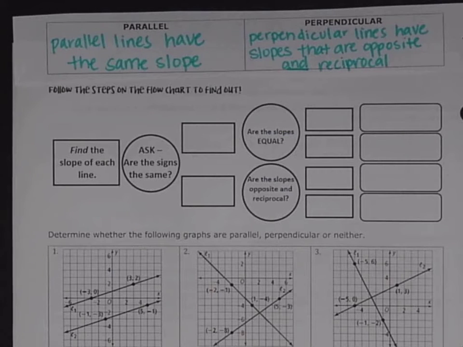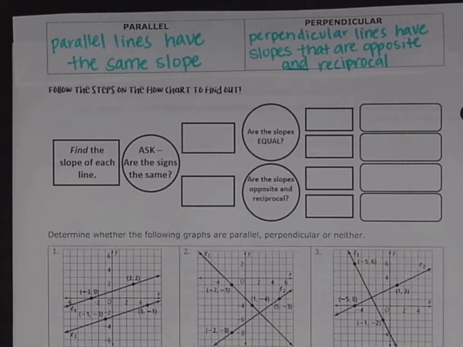Okay, we're going to talk about whether two lines are parallel, perpendicular, or neither. And this has to do with what you discovered on the page before this on parallel lines and perpendicular lines. Remember that parallel lines have the same slope and perpendicular lines have slopes that are opposite and reciprocal.